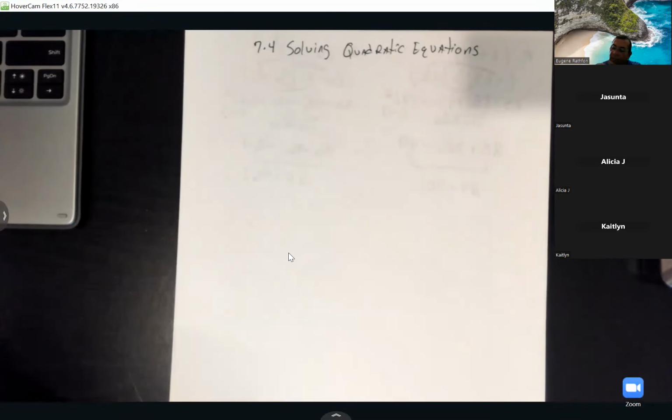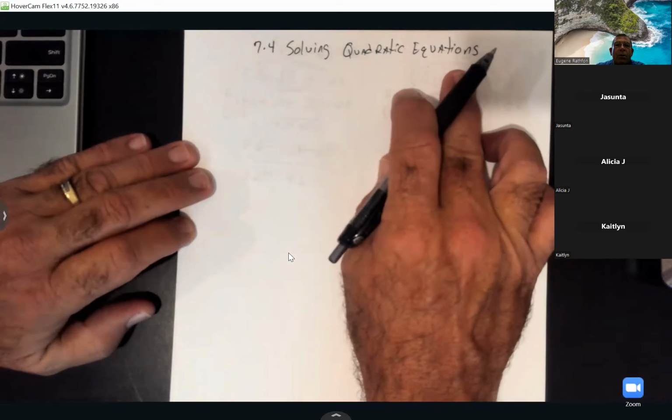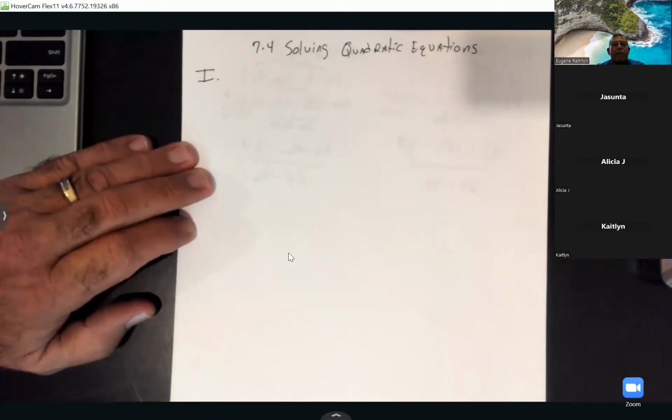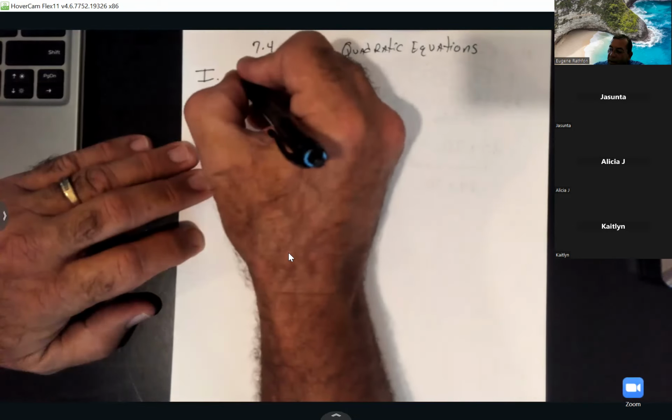Okay, so three ways I'm going to solve these. First way, I'm going to solve by factoring.